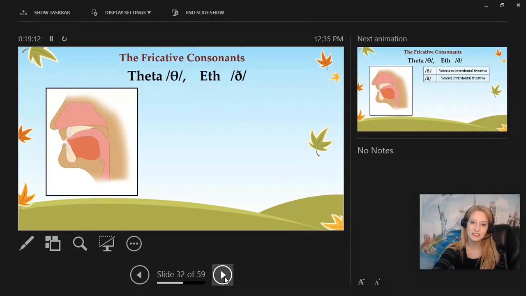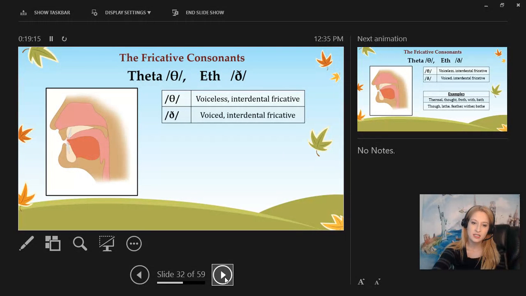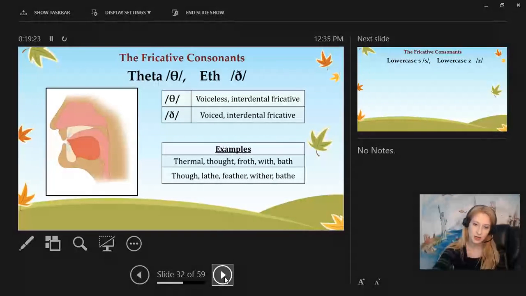Next, we have the theta and the eth. The theta is voiceless and interdental, and the eth is voiced. Both are interdental. Some examples of the theta are thermal, thought, froth, with, bath. And then the eth, which is voiced: though, lathe, feather, wither, bathe. So you can really highlight that difference in the word bath, using theta, and bathe, using eth.